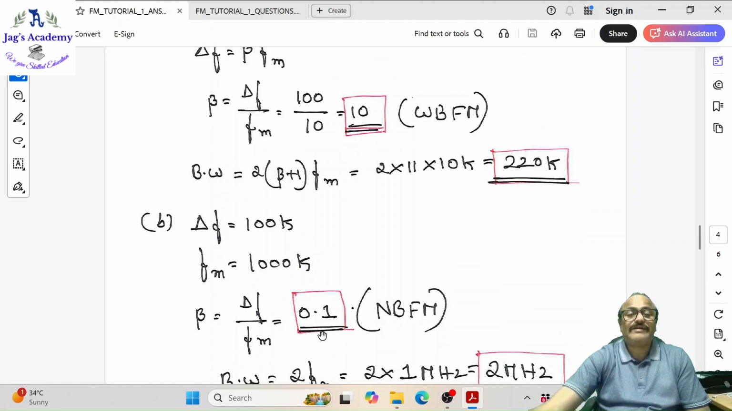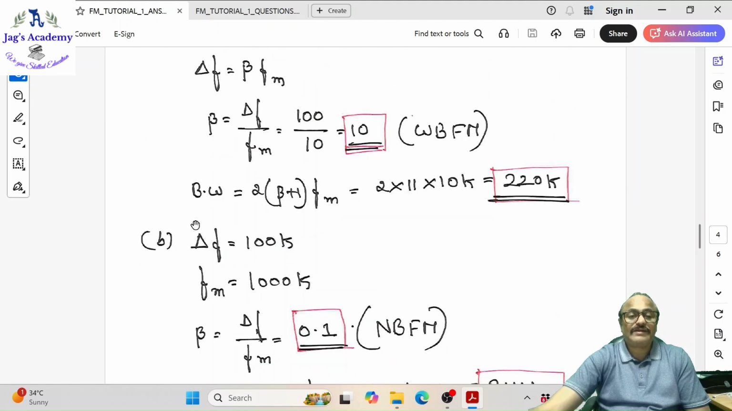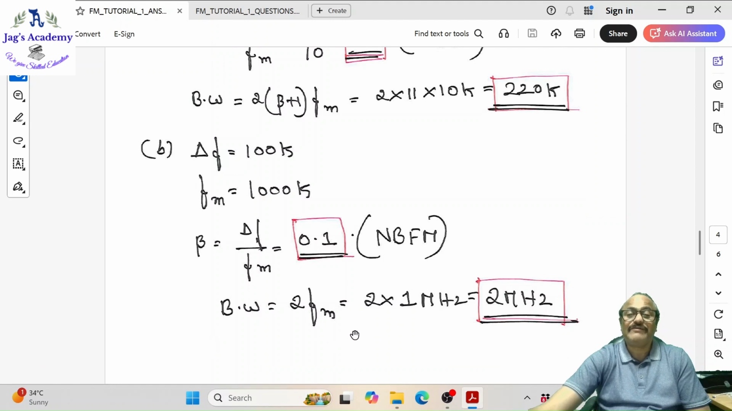Got it? Clear? It's a very simple answer to the question. And don't get confused about why the bandwidth formula is this one here. Because of the beta value. When beta value is greater than 1, it is 10 here, it is a wideband frequency modulated wave. When beta value is less than 1, which is 0.1 here, it is a narrowband frequency modulated wave, which is similar to our EM wave. So you get this bandwidth formula, 2 times Fm, which is the same as the bandwidth of the frequency modulated wave.